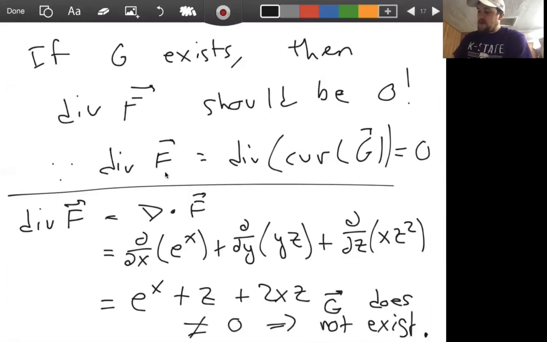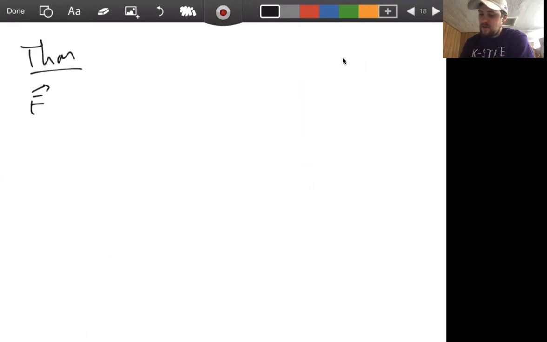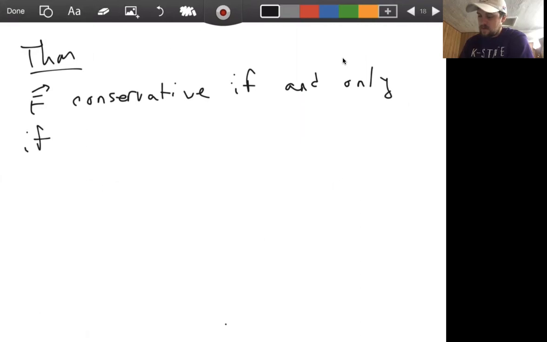Okay, and now the last property I want to discuss is the following theorem, and I'd like to leave the proof to the watcher. It's not too tough to prove, and it's good if you can prove this. I think you have a pretty good understanding of what's going on here. F is a conservative vector field if and only if the curl of F is 0.